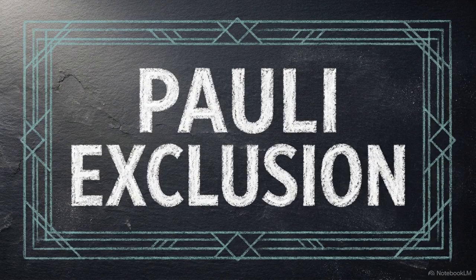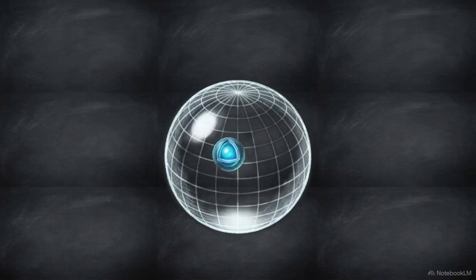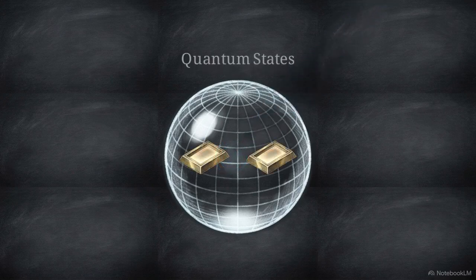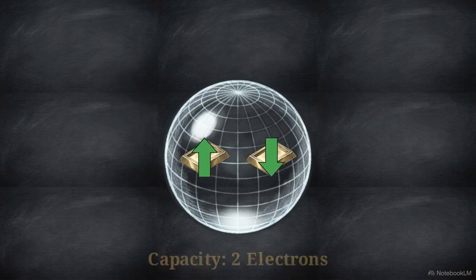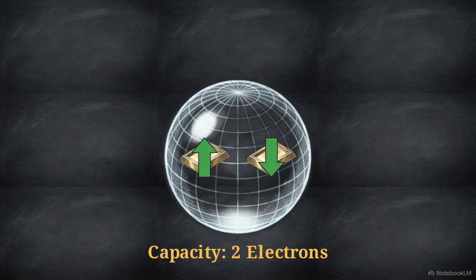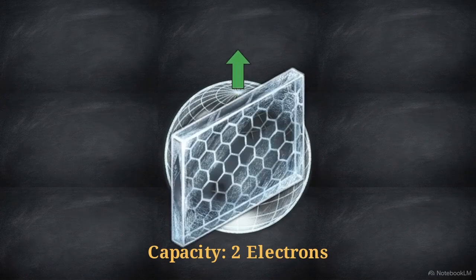Quantum mechanics enforces a strict governing law called the Pauli Exclusion Principle. This principle dictates that no two electrons in an atom can occupy the exact same quantum state at the same time. Since electron spin only has two possible states, up or down, any single atomic orbital is strictly limited to holding a maximum of exactly 2 electrons. If a third electron tries to enter, it has no unique spin state left to occupy, and it is locked out.